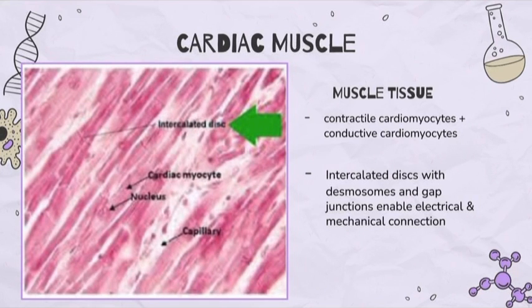transmit electrical impulses. These cells are interconnected by intercalated discs, which contain desmosomes and gap junctions. Desmosomes act like a strong anchor holding the cells together during contraction, while gap junctions form electrical bridges that allow ions to pass directly from one cell to another.